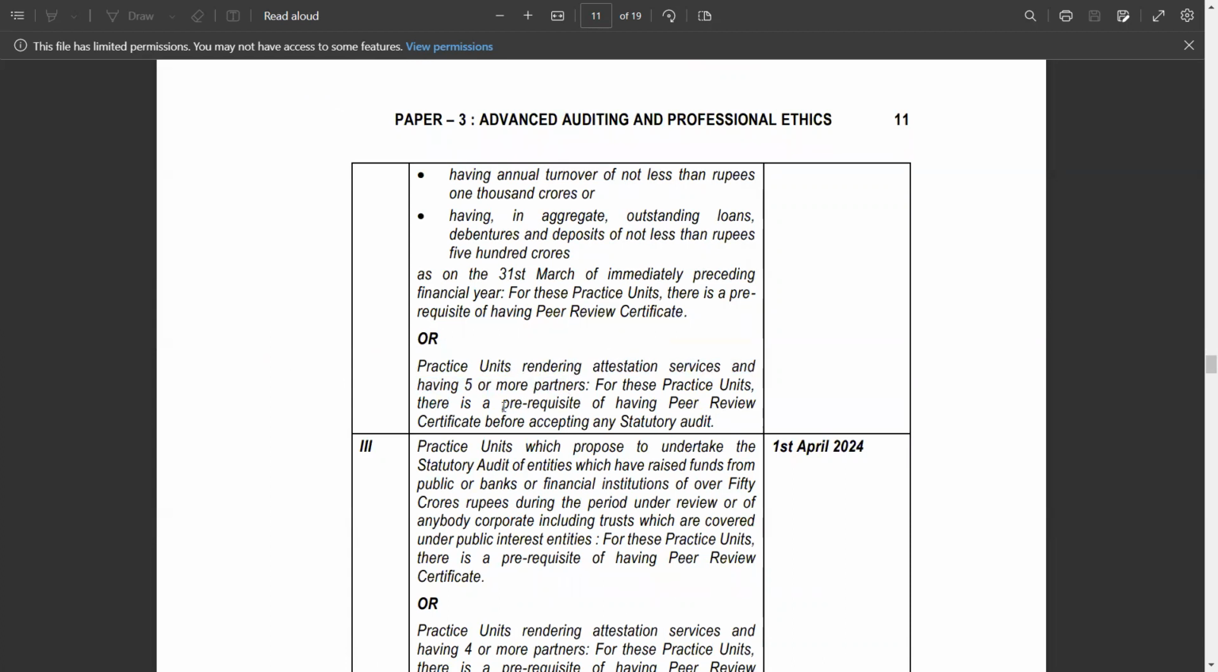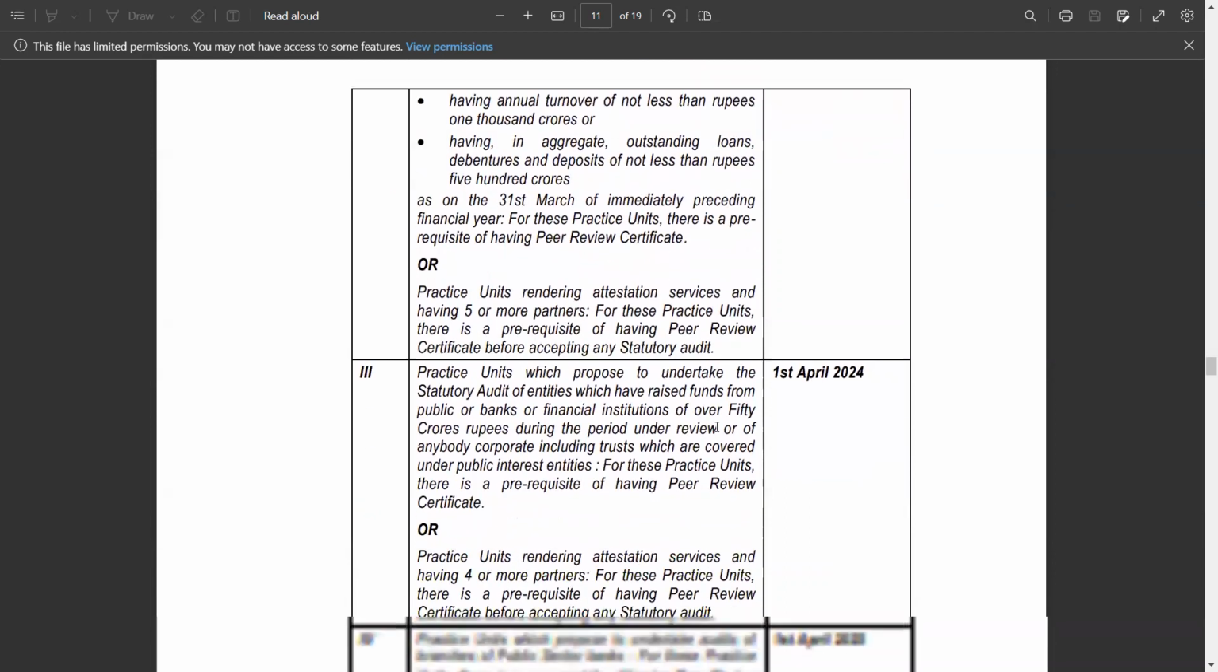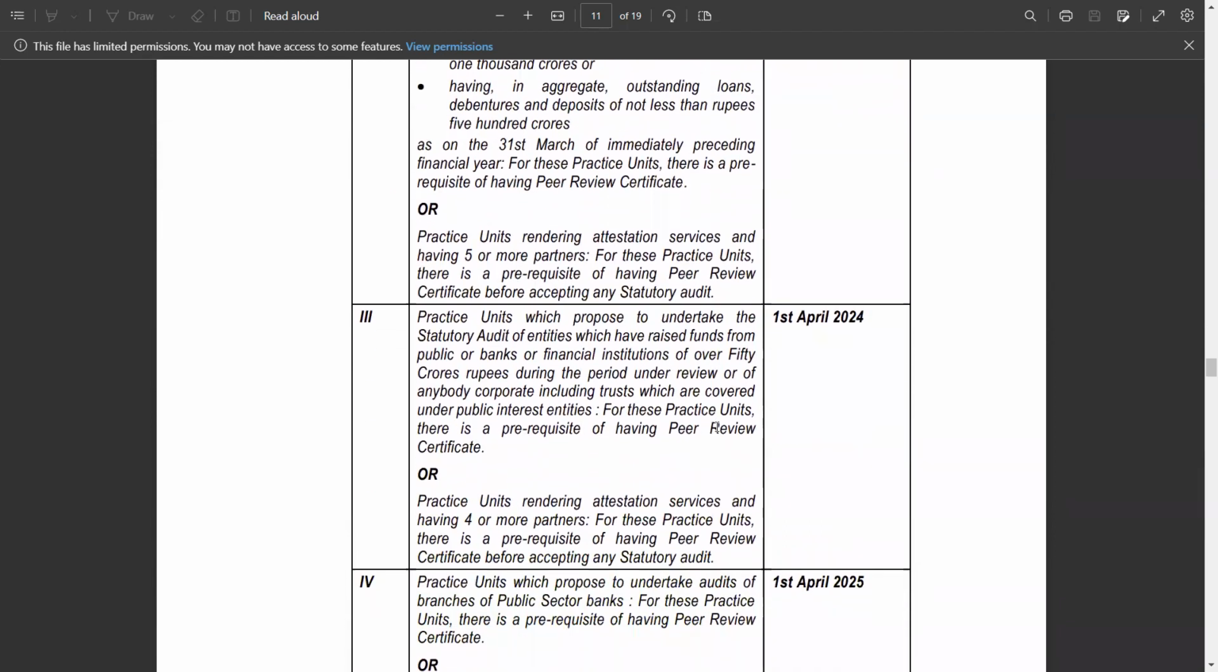For these practice units, there is a prerequisite of having a peer review certificate before accepting the statutory audit. So if your practicing unit has 5 or more partners, then these practice units shall have a prerequisite of obtaining a peer review certificate before accepting the statutory audit. All right, so this was regarding the applicability.